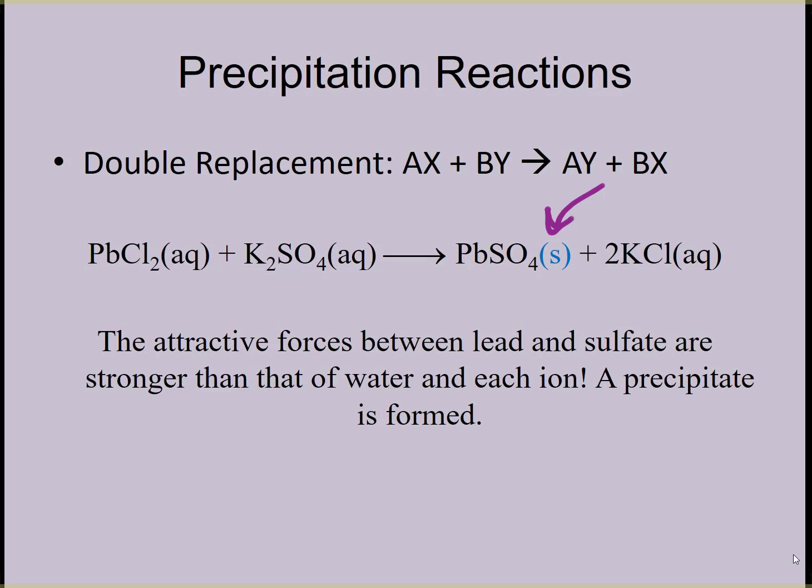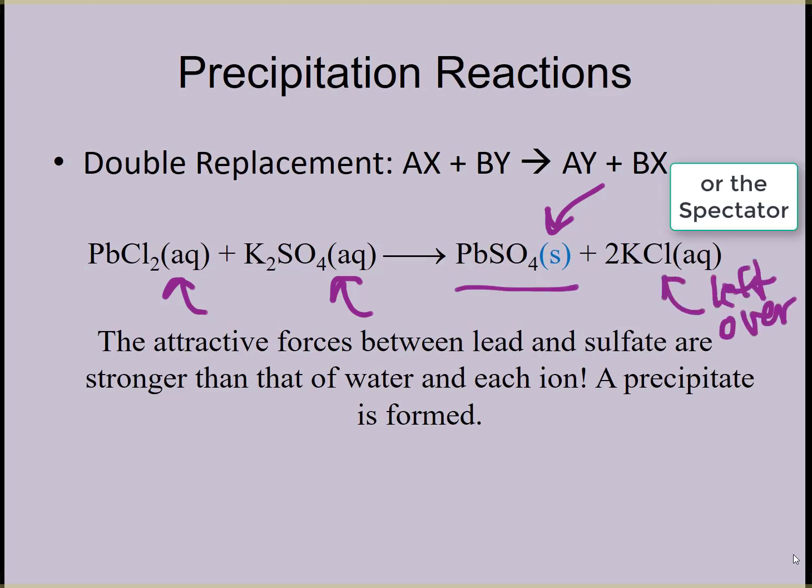And if they do include the species, you're going to see that we have some compounds that are dissolved in water. And then when you pour them together and they react, we get a precipitate or a solid. And then this is just the leftover. So what's happening here is the attractive forces between the lead and the sulfate are stronger than that of the water that's surrounding each of the ions. And so a precipitate is formed.